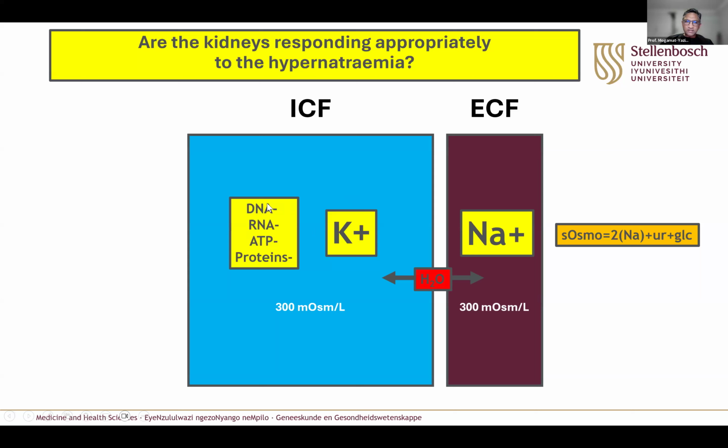So since the osmoles are stuck in their respective compartments, sodium is stuck in the ECF, potassium is stuck inside cells, and all these other molecules, the only way to change the osmolality is by shifting water across membranes. This is really the key: in the face of changes in osmolality in the ECF, water has to move in order for osmolality to be equal across both sides of the membrane.